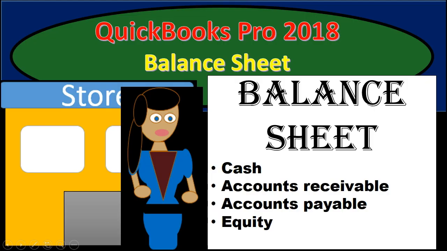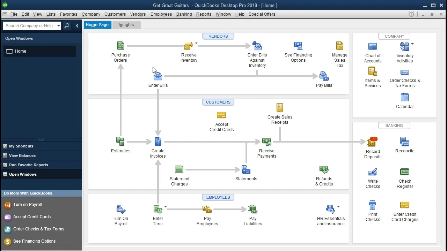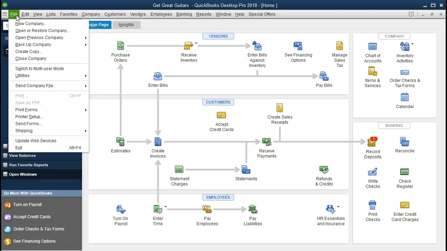Hello, in this presentation we will take a look at the balance sheet within QuickBooks Pro 2018. If you've been following along, we will be continuing with the Get Great Guitars problem. If not, that's okay. We're going to take a look at a balance sheet, discuss what a balance sheet is, and go through the components of the balance sheet. If you have the backup file, you can restore the backup file as demonstrated in a prior presentation by going to the File tab and restoring.